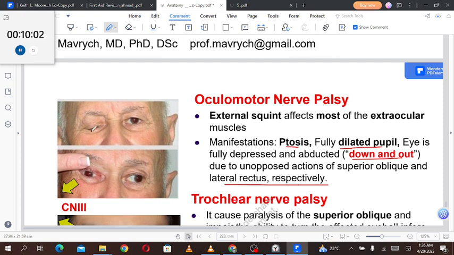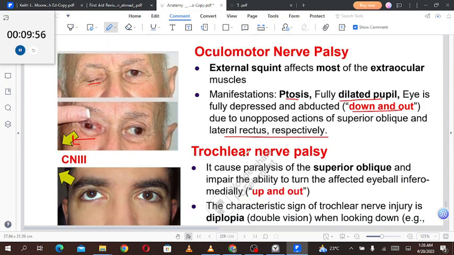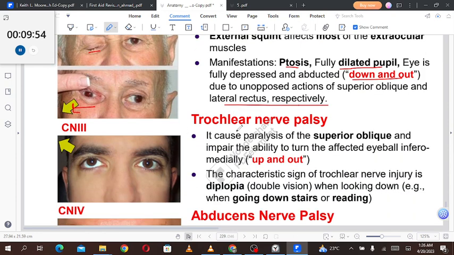ptosis, like you can see here. Then the eye is down and out, due to unopposed action of the superior oblique and the lateral rectus respectively. Trochlear nerve palsy causes paralysis of the superior oblique and impairs the ability to turn the affected eye inferomedially. So the eye will be up and out because we cannot turn the eye down and medially.